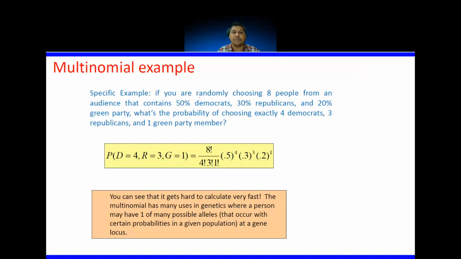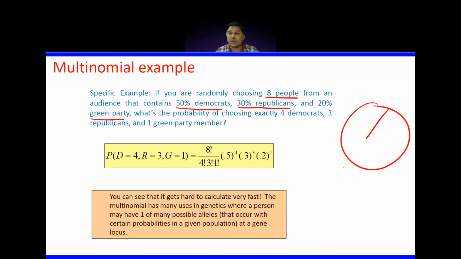So this problem: you are randomly choosing 8 people from an audience that contains 50% Democrats, 30% Republicans, and 20% Green Party. Randomly choosing 8 people from an audience, total population is given to us, out of which 50% are Democrats, 30% are Republicans and 20% are Green Party.